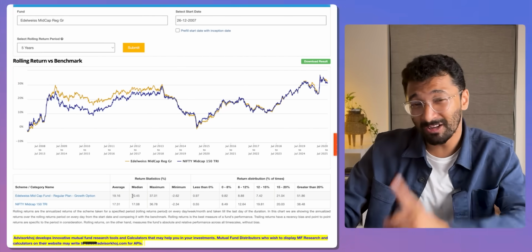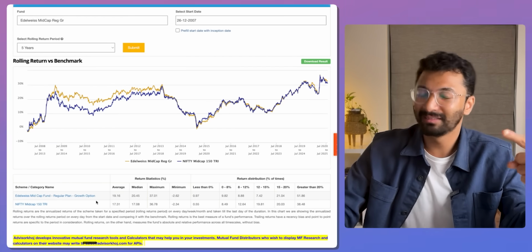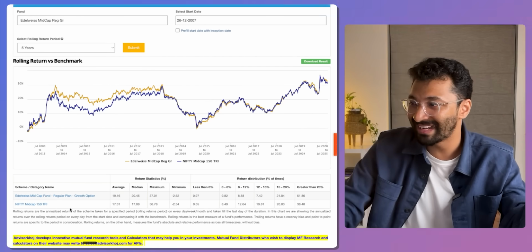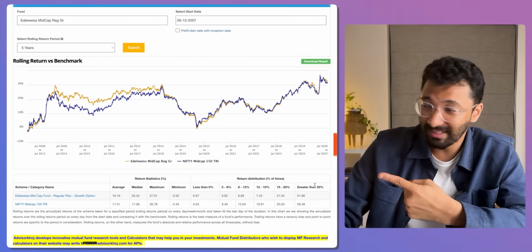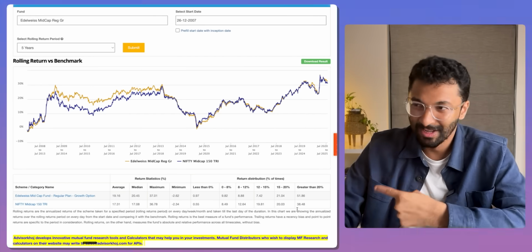From a median perspective, which is important, once again, the Midcap index here has done much better, and the Edelweiss Midcap Fund has done much better than the Midcap index. Then again, the returns above 20% are higher for the Edelweiss Midcap Fund compared to the index. So far, all the boxes are ticked, both for the credibility of the fund house and the manager. If you're investing for more than 7 years, then this is wonderful. The returns also check out.